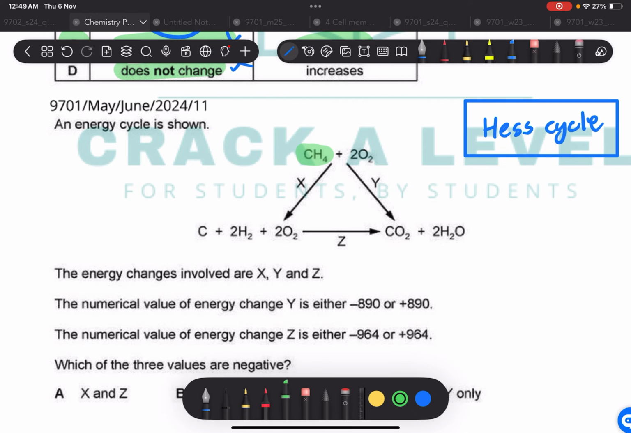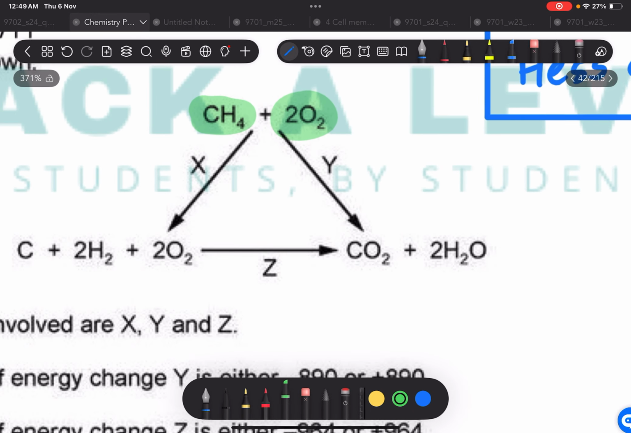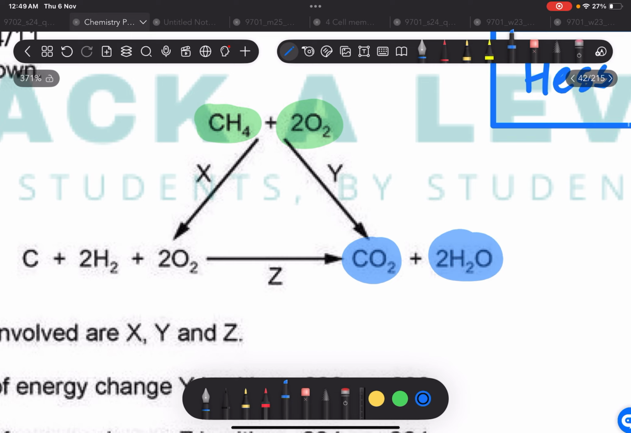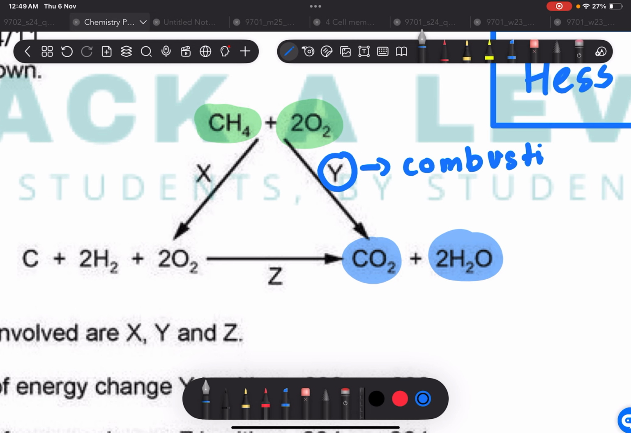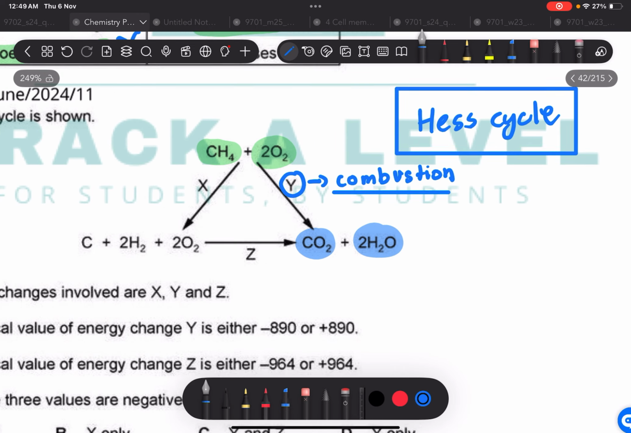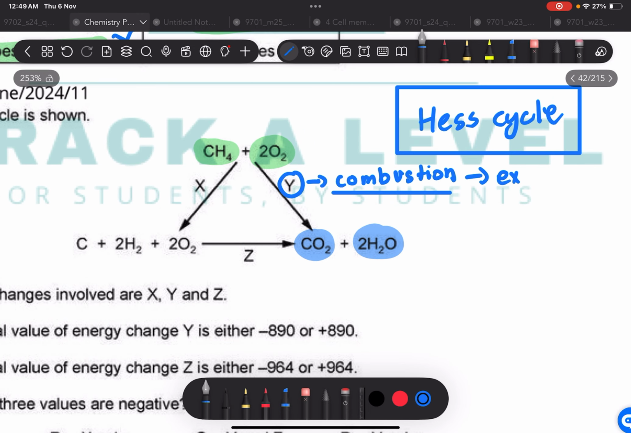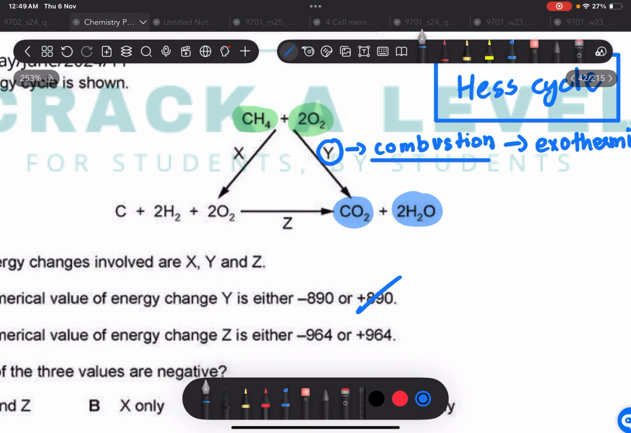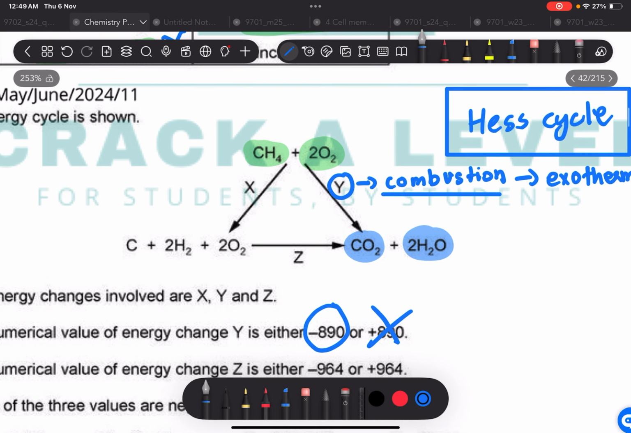This is methane, this is oxygen, and this is carbon dioxide and water. What kind of reaction is occurring at Y? I don't think there should be even a pinch of confusion that combustion is happening at Y. Combustion is a prime example of exothermic reactions. Combustion reactions are always exothermic. You always release heat when you combust something. So heat is going to be released, so it cannot be plus 890. It has to be negative 890.